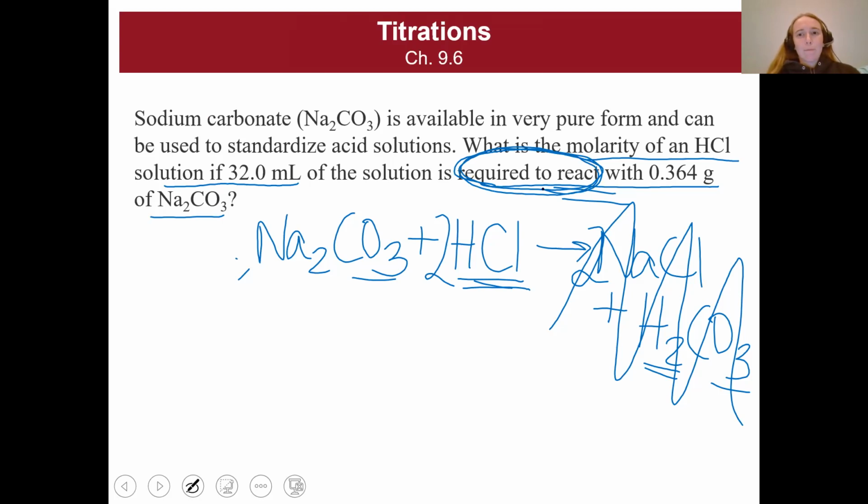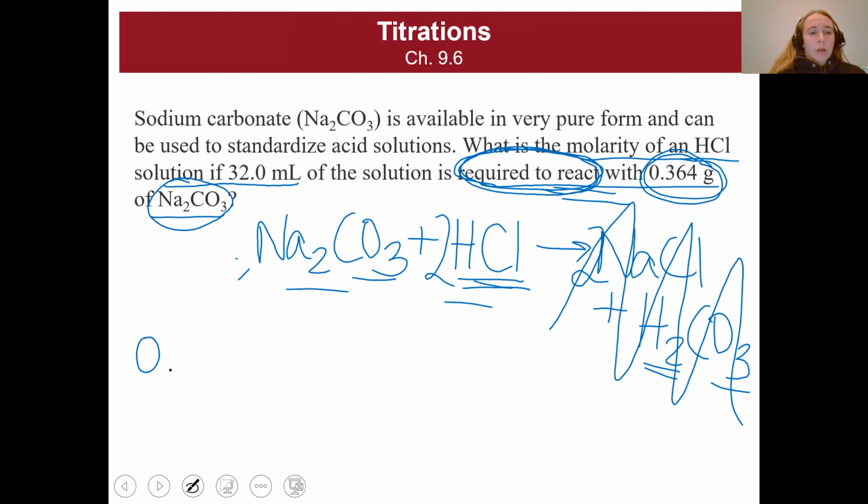If we add any more of our acid, then we are adding more than we need. So that is not the amount that's required. The amount that's required is equal. So we want equal numbers of moles of our two substances. So we have 0.364 grams of this one. And when we're given a molecular formula, we can use it to find the molar mass. And if we have a mass and a molar mass, we can convert to moles. So that's what I'm going to do.